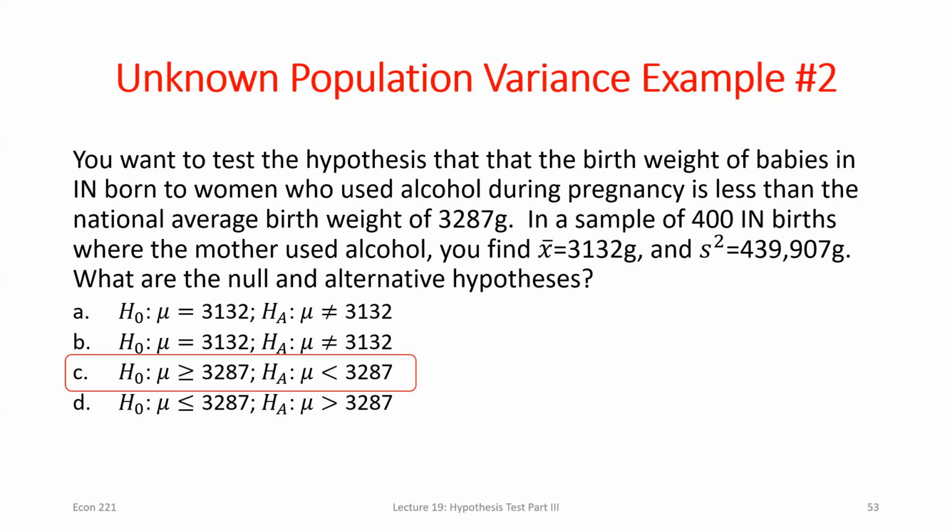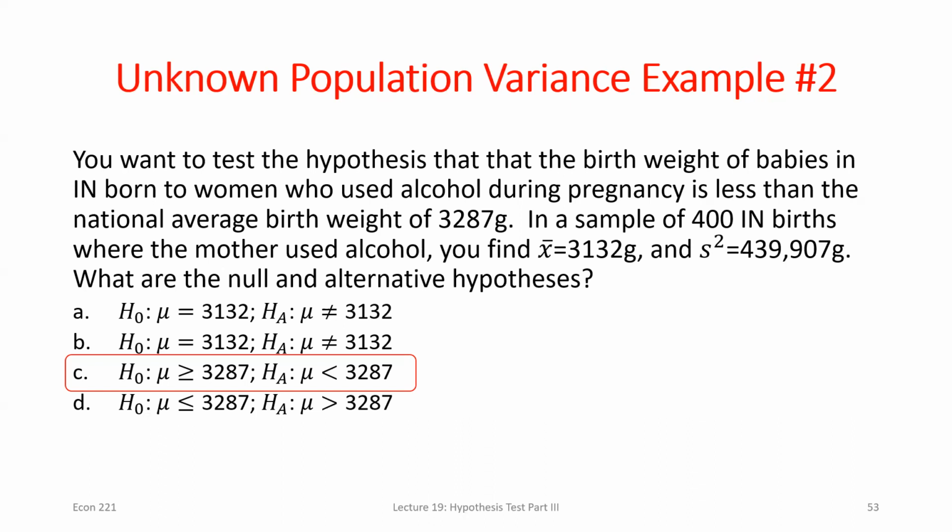I'll just draw it out. I think drawing it out is really going to help. You don't technically have to, if you can visualize this in your mind, but I think it makes it a lot easier. So here, my assumed true value comes from that null and alternative hypothesis. So it's that national average of 3,287. I then want to say, okay, I took this sample of 400 births.